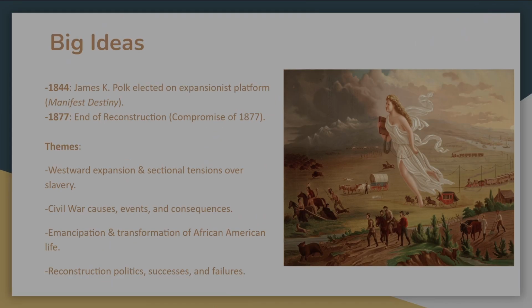So some of the big ideas in this period are James K. Polk's election and his expansionist platform, also called Manifest Destiny, the end of Reconstruction, and the Compromise of 1877. That's the start and the end, basically. You have themes which are westward expansion and sectional tensions over slavery, the Civil War causes, events, and consequences, emancipation and transformation of African American life, and Reconstruction politics, successes and failures.